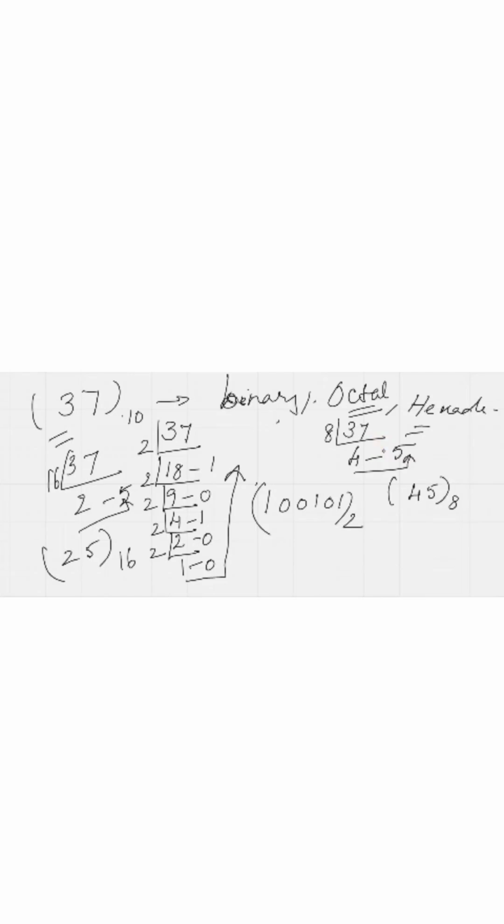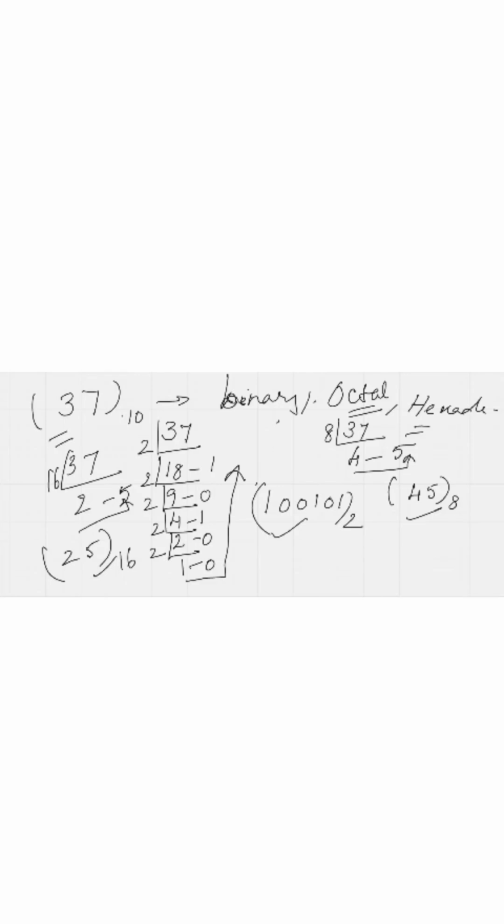So we have taken one decimal number and converted it to a binary number, octal number as well as hexadecimal number. This is the value for binary, this is the value for octal and this is the value for hexadecimal. So like this we can perform the operation if you want to convert any decimal number to any other corresponding number system.